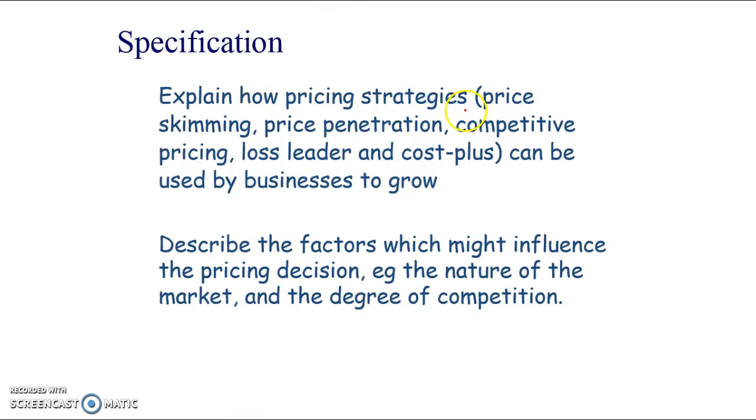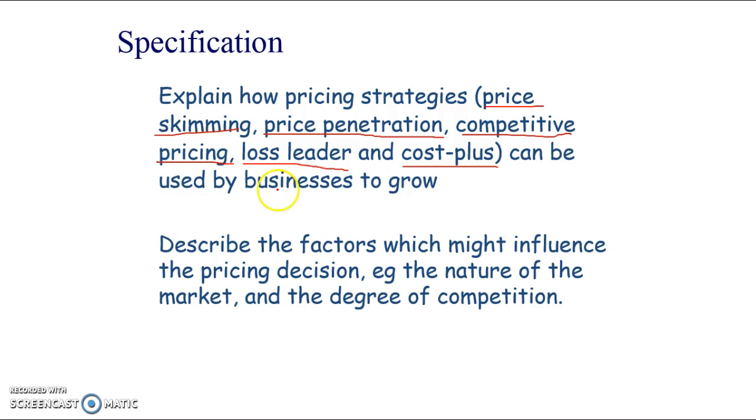So you need to know what each of these pricing strategies are. Price skimming, price penetration, these are usually entering the market with new products, but price skimming is when you start off with a high price, and penetration pricing is when you start off with the low price. Competitive pricing is when you're in a very competitive market and you're setting the prices the same as your competitors. Loss leader pricing is below the cost, and cost plus is when you're adding on a specific markup to make a specific amount of profit.